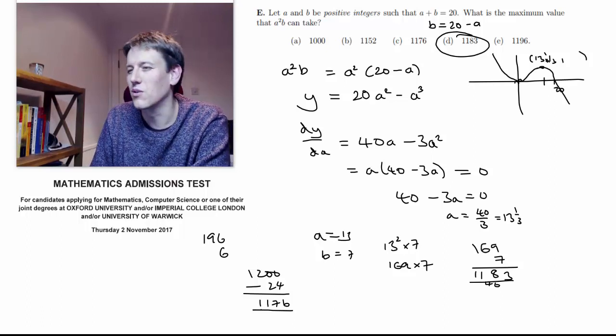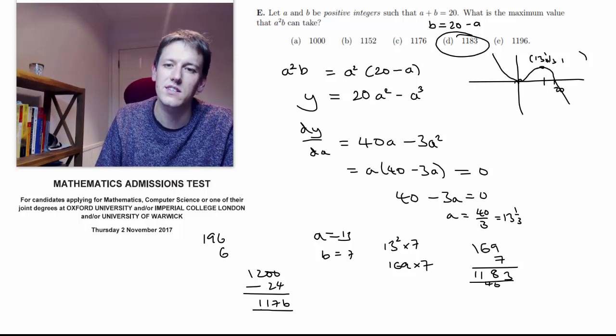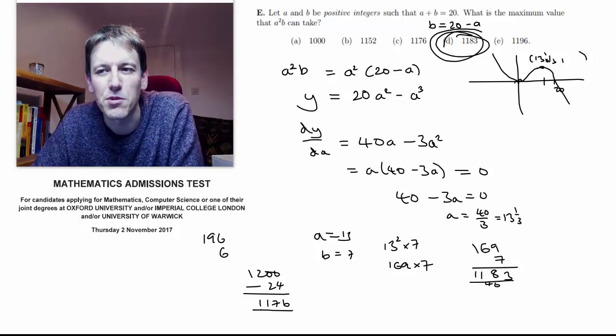But I think you would certainly have gone away here with saying 13 and a third is closest to 13, so we'll take that as the answer, and the correct answer here is D, 1183 as the maximum value.